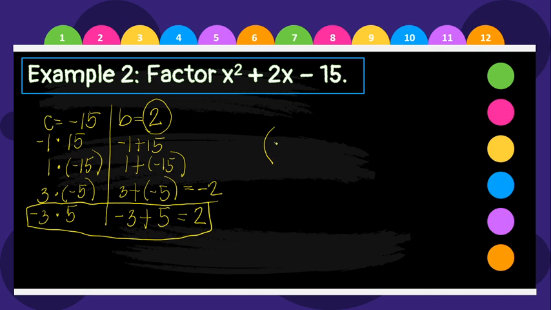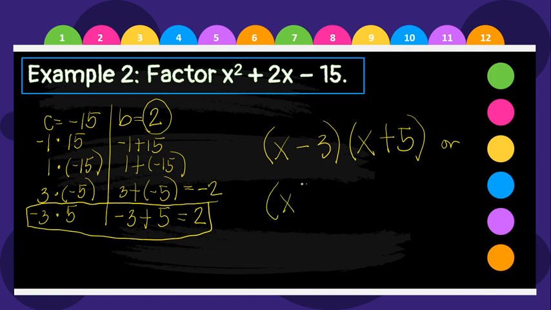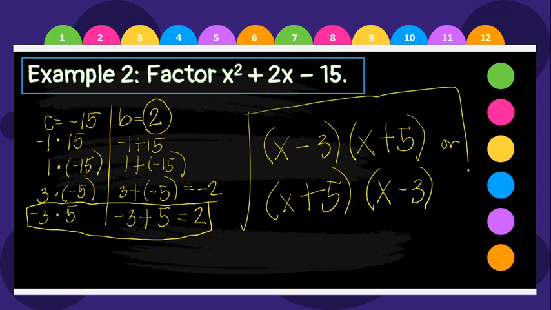Then we're going to write here x minus 3 times the quantity of x plus 5. Or you can also write x plus 5 times the quantity of x minus 3. So these are the factors of x squared plus 2x minus 15.